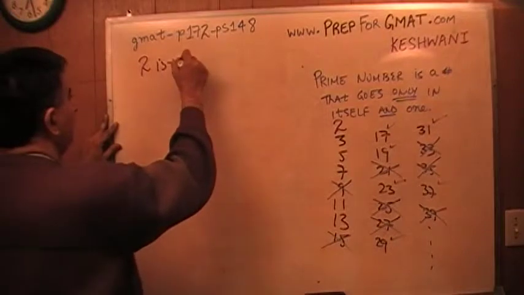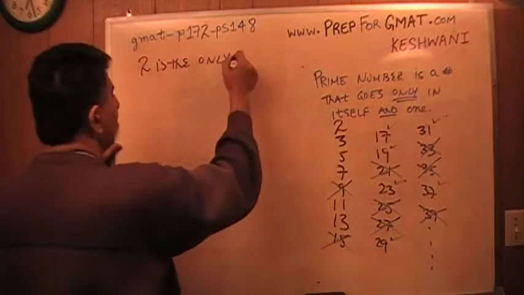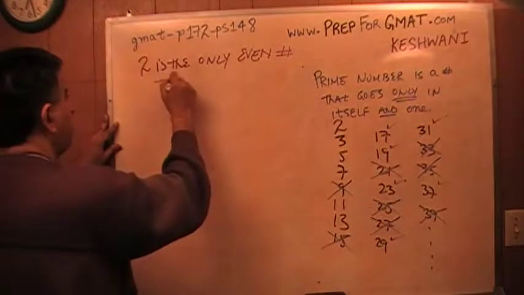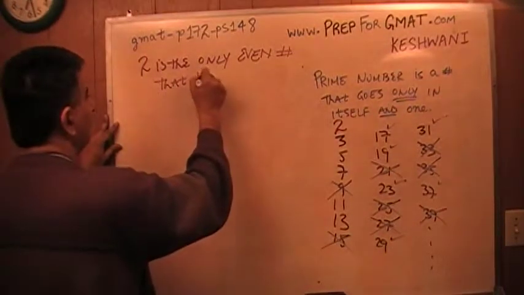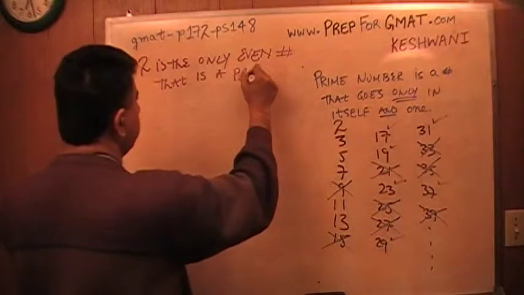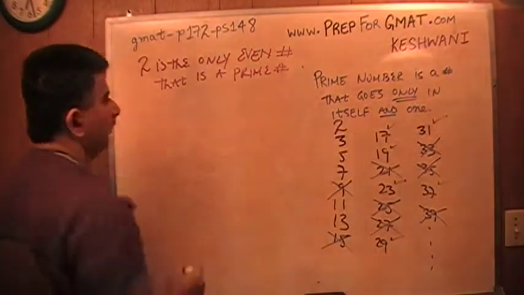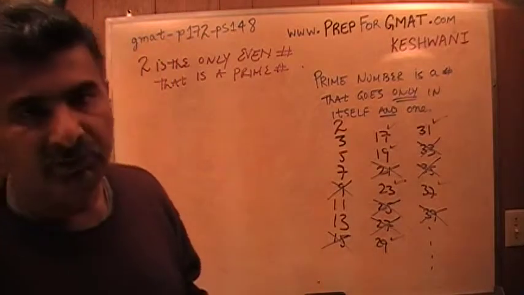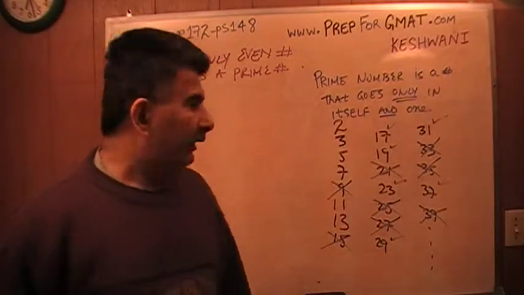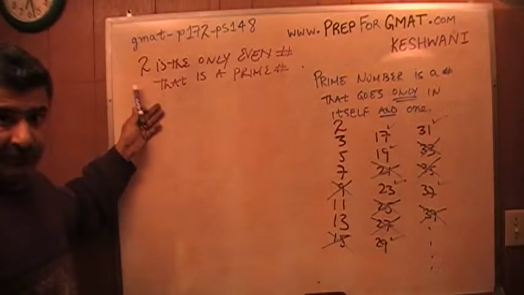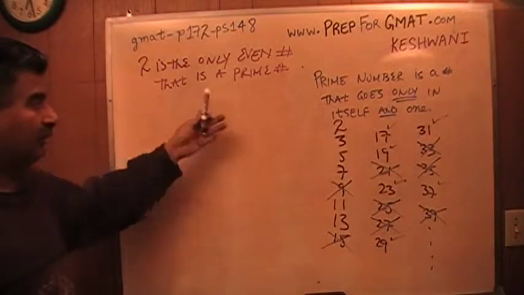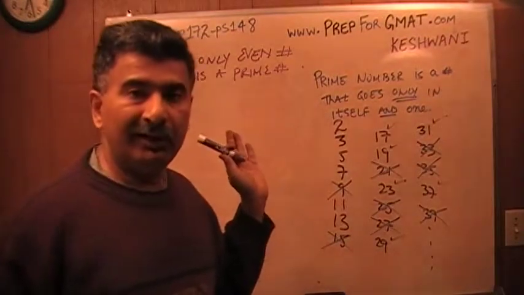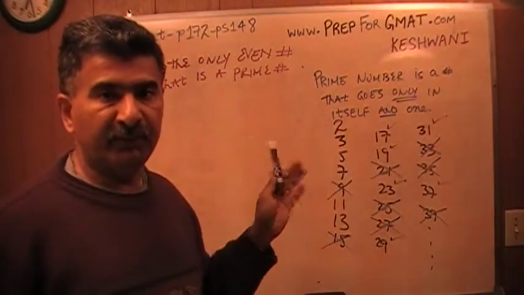2 is the only even number that is a prime number. Why is 2 a prime number even though it's an even number? Because it meets the condition, it meets the qualification, which is the only numbers that 2 will go into are itself and 1. And because 2 meets the requirement that it only goes into itself and 1, even though it's an even number, it qualifies to be a prime number.